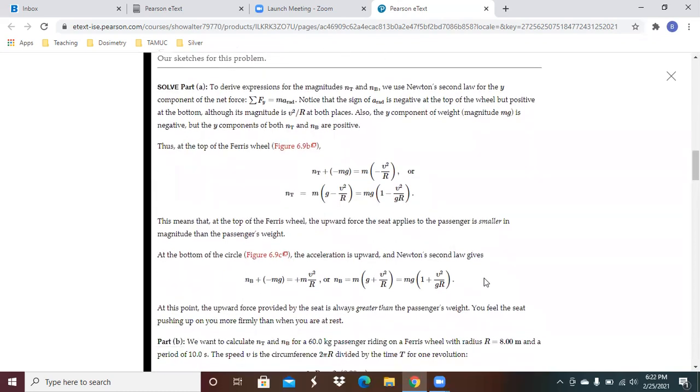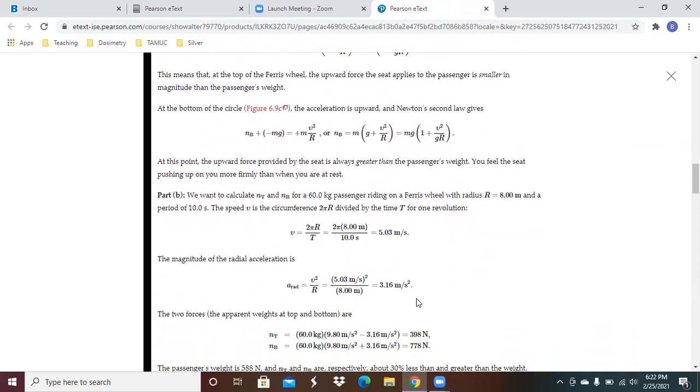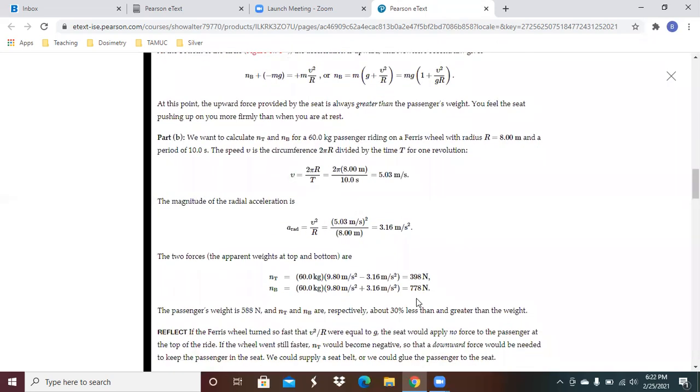At the bottom of the circle, the acceleration is going to be upwards, so we're going to change that to positive. Now the orientations of those are still going to be the same. This is what it ends up being. So at this point, the upward force provided by the seat is always greater than the passenger's weight. In other words, you can feel the seat pushing up on you more firmly than when you are at rest.